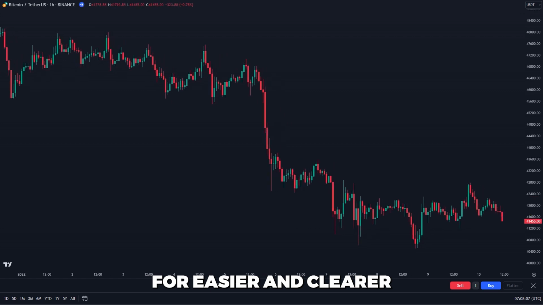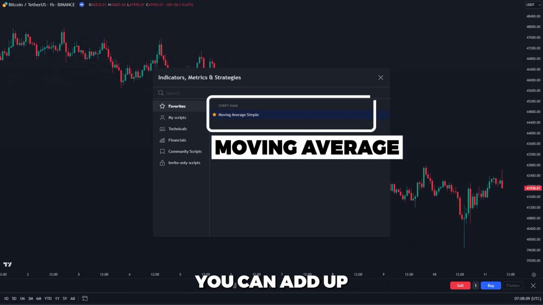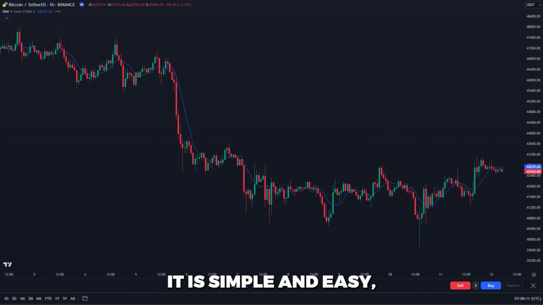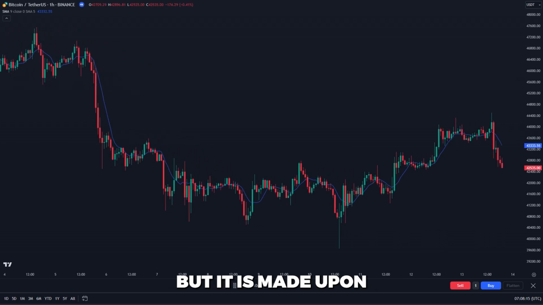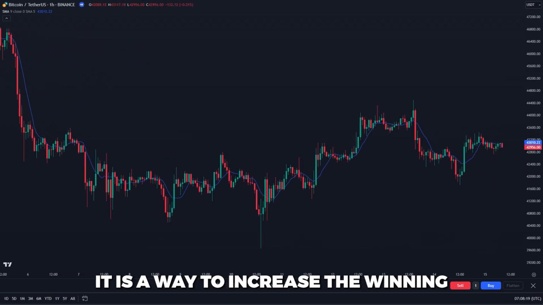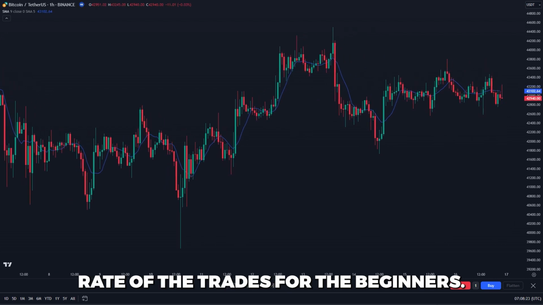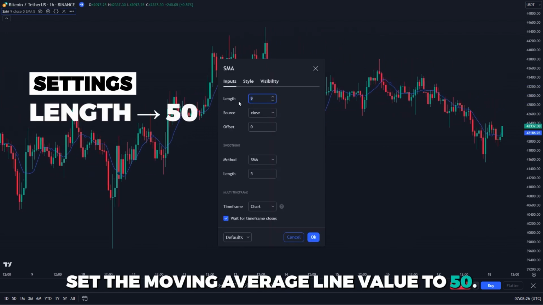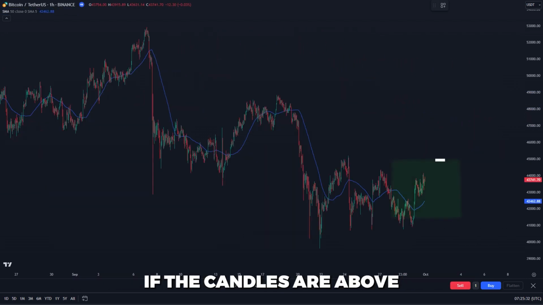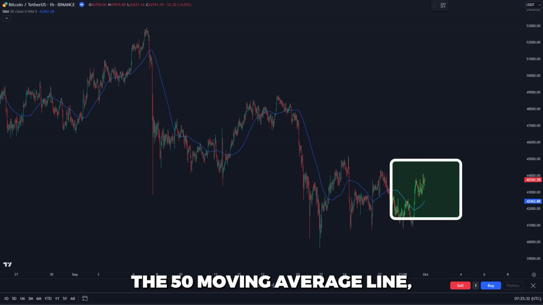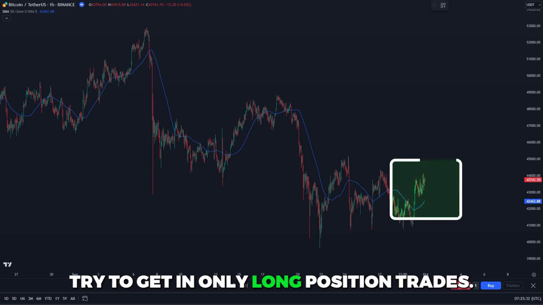For easier and clearer identification of the trend, you can add the moving average indicator. It is simple and easy, but it is made upon the average price movement. It is a way to increase the winning rate of the trades for beginners. Set the moving average line value to 50. If the candles are above the 50 moving average line, try to get in only long position trades.